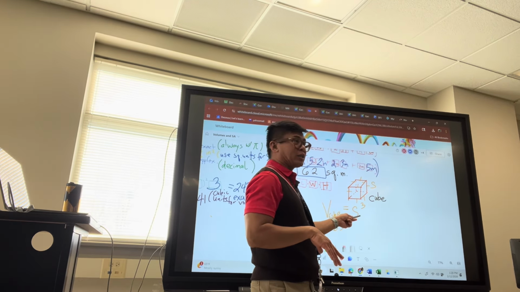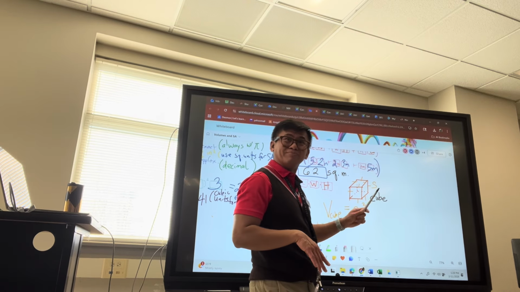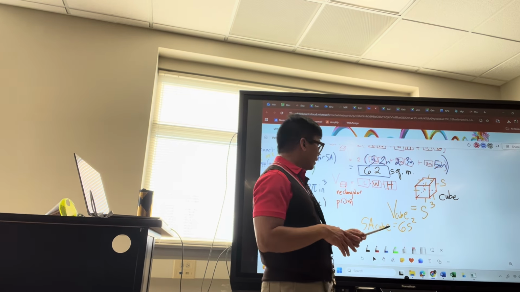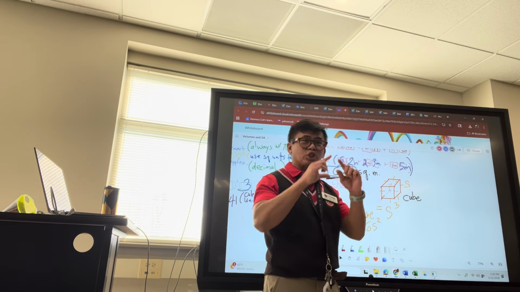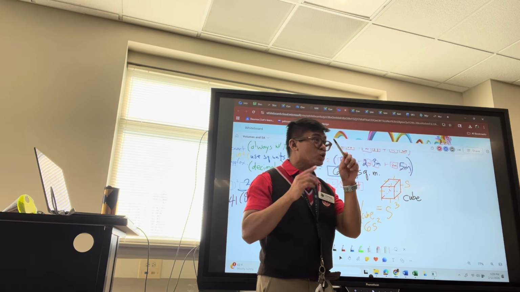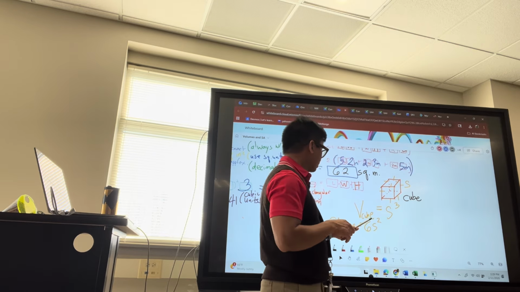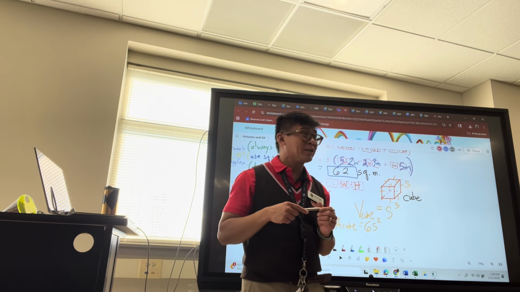Length times width times height are all S. That's S times S times S. S cubed. Okay? But for the surface area, that will just be what? 6S squared. Why 6S squared? Because each surface is a square, S squared, and there are 6 surfaces altogether. So that's 6S squared for that. Okay? Questions for that one, guys?